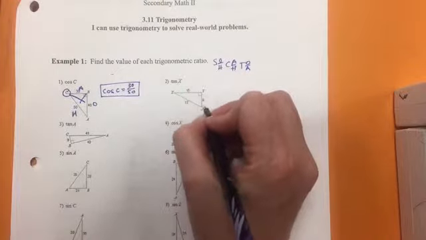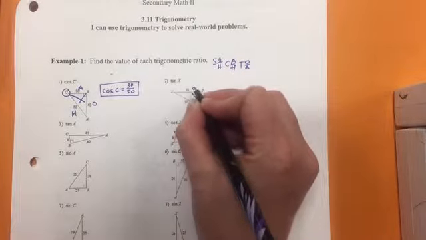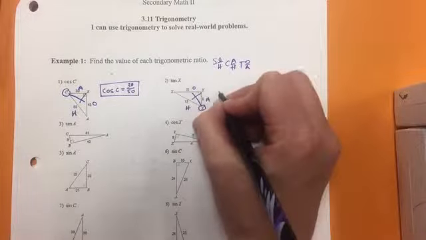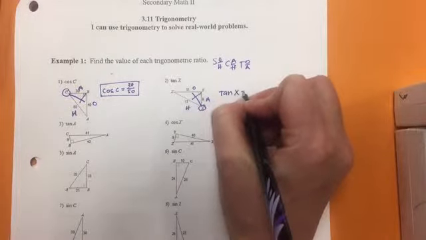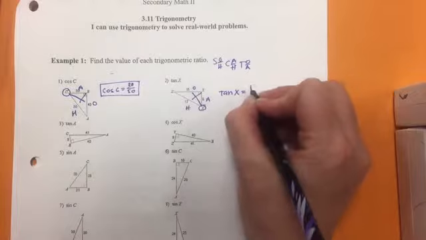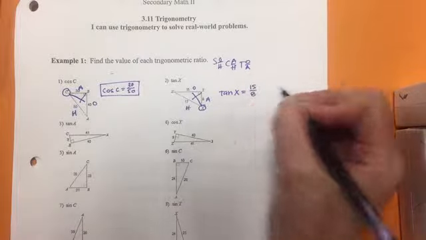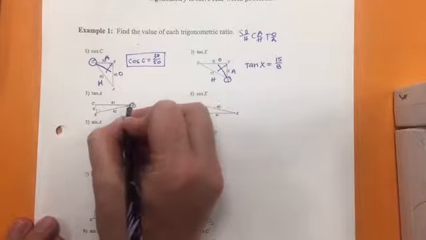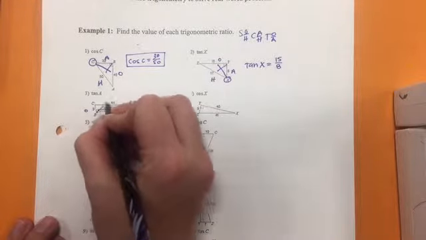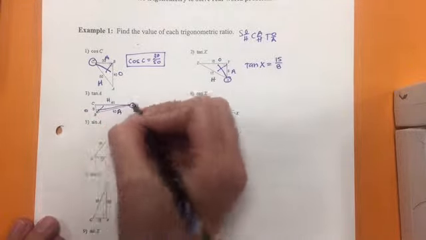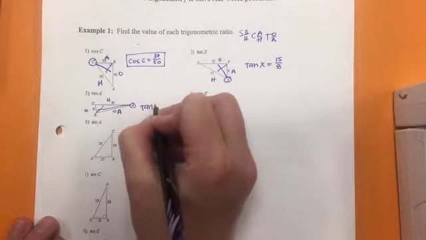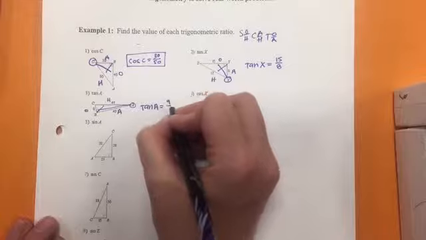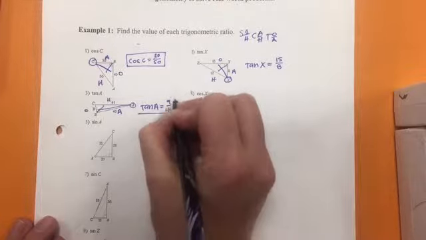I need tangent of X. I label opposite, hypotenuse, adjacent. Tangent of X is equal to O over A. Tangent of A: opposite, hypotenuse, adjacent. Tangent of A is equal to O over A, 9 over 40.